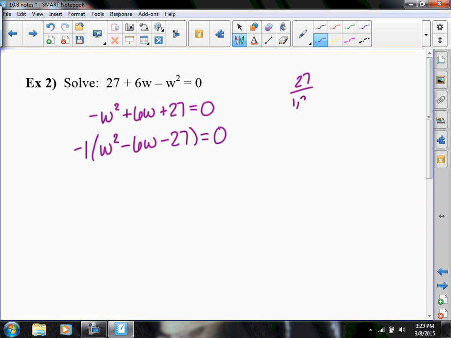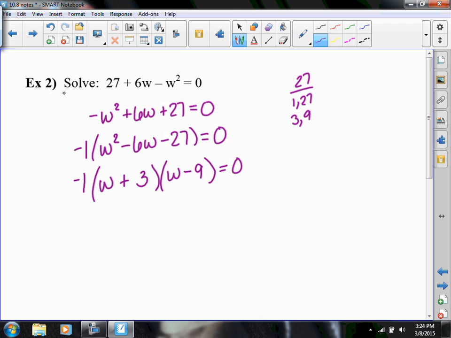So I could have 1 and 27. I could have 3 and 9. And 3 and 9 would get me to a -6. So let's try that. I'll set up my parentheses. I'll have a W and a W, and the 3 and the 9. And the 3 and the 9 will get me to a -6 if the 9 is negative and the 3 is positive. Now notice I brought the -1 down in front of those parentheses. We need to do that.